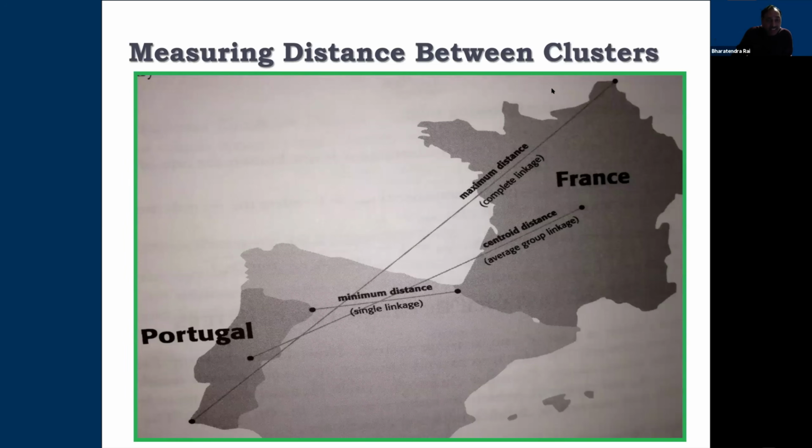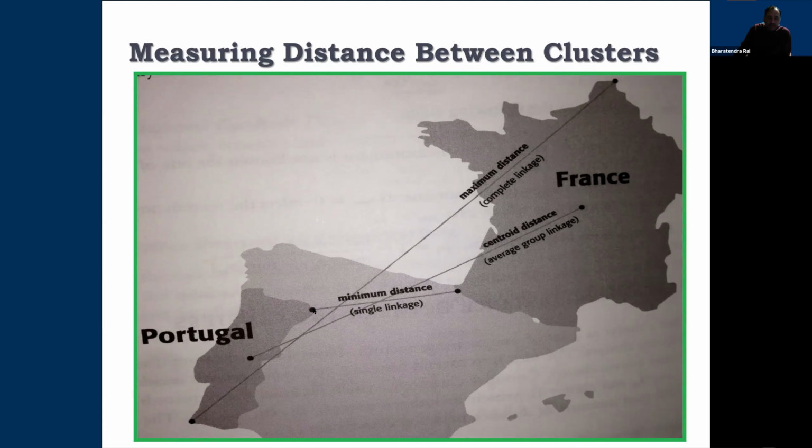Now, when we measure distance, the same thing can be done in so many different ways. And there are many metrics that people use. I have depicted just 3 ways of measuring distance. Now, for example, this is Portugal and this is France. How do you measure distance between France and Portugal? One way is you look at the points which are closest to each other from each country.